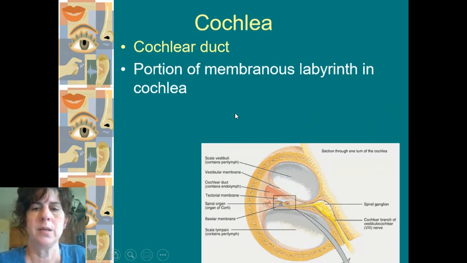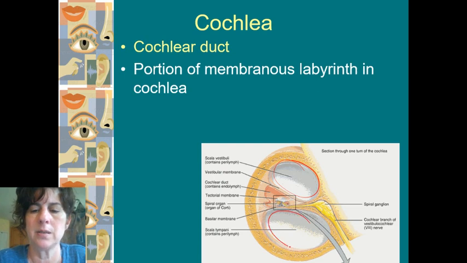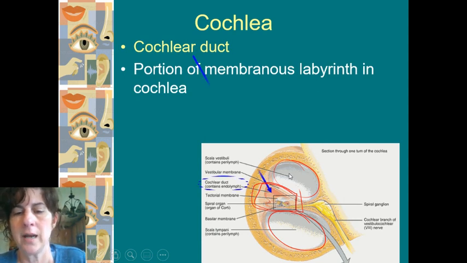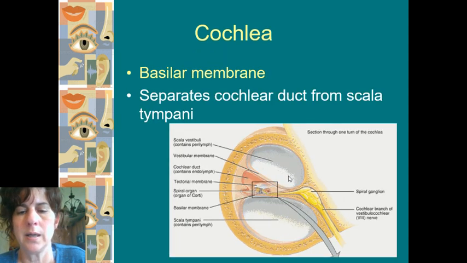All right. So scala vestibuli, scala tympani, organ of Corti right here. This is that membrane that's really, really important. The cochlear duct is just part of that membrane. And it's where we're going to find that really, really important organ of Corti.